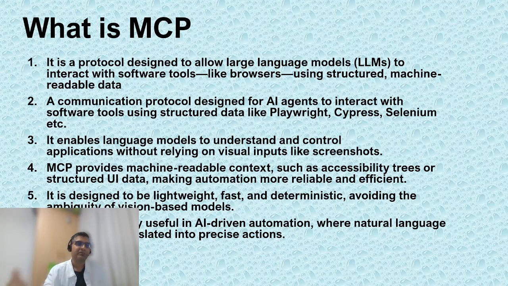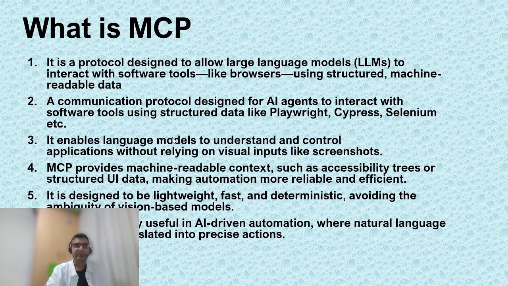So this is the definition of MCP. It's a protocol, which we have already discussed. It is a communication protocol designed for AI agents to interact directly with software tools like browsers, Playwright, Cypress, and Selenium. So using MCP, you can directly talk to Selenium. We are asking Selenium, can you do the automation of this website using the Selenium MCP? Understand? So this is the flow which we have already seen.